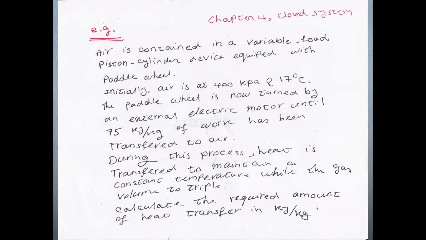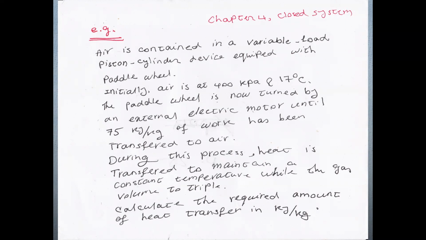Air is contained in a variable load piston cylinder device, which is equipped with a paddle wheel. Initially, air is at 400 kilopascal and 17 degree centigrade. That's the initial condition, P1 and T1. The paddle wheel is turned by an external electric motor until 75 kilojoule per kilogram of work has been transferred to air. That's lowercase w because it's work per unit of mass.